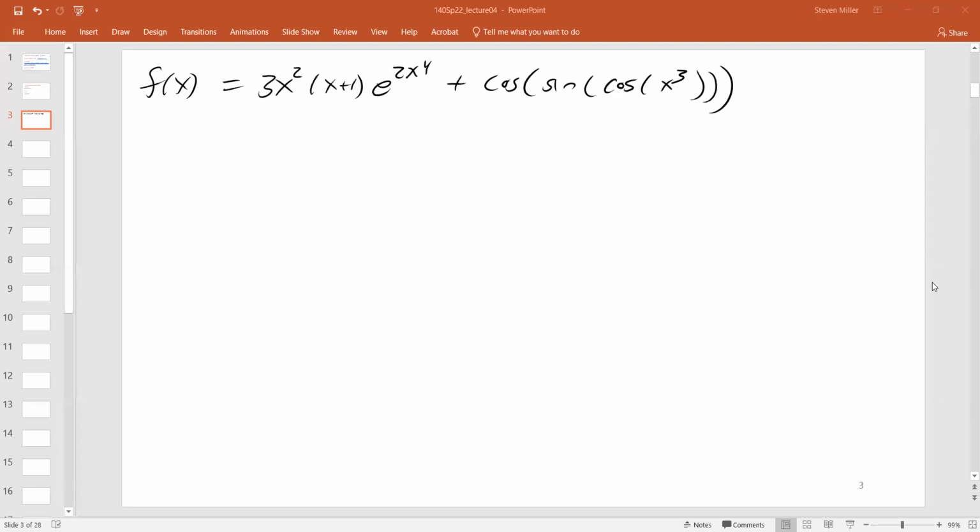Okay. So let's take something like this. So the way you handle this is you always hack away. So I have a nasty expression like this. I have a bunch of rules of differentiation.